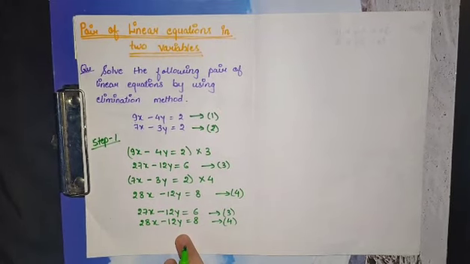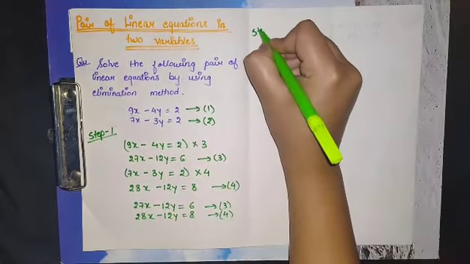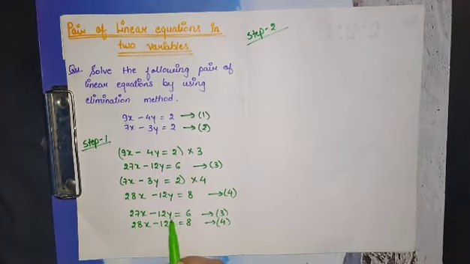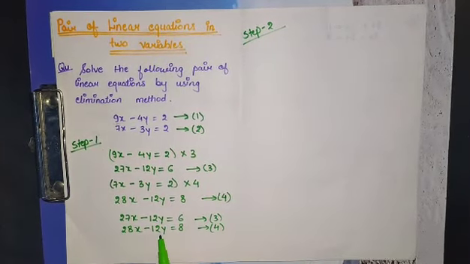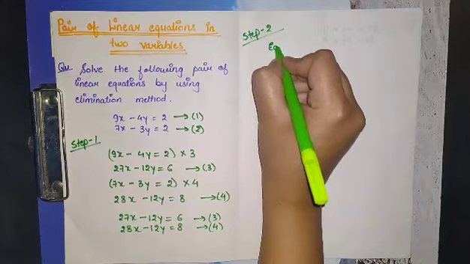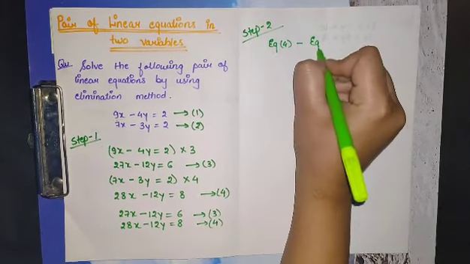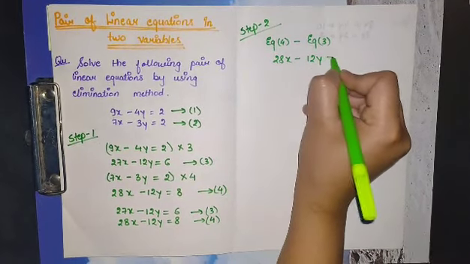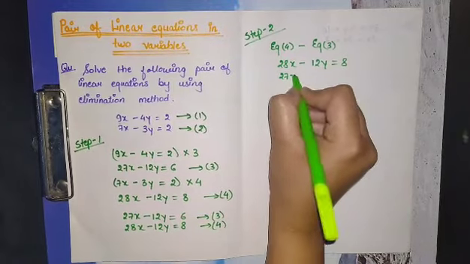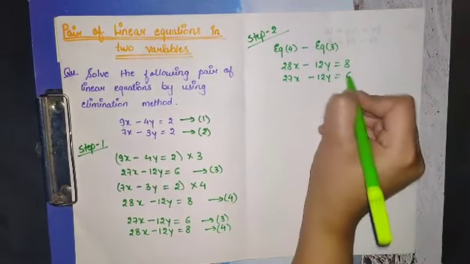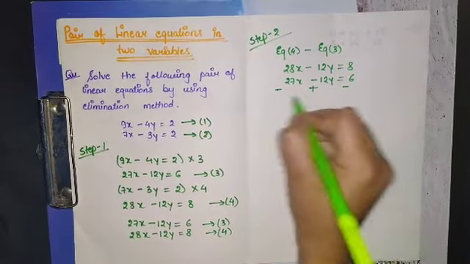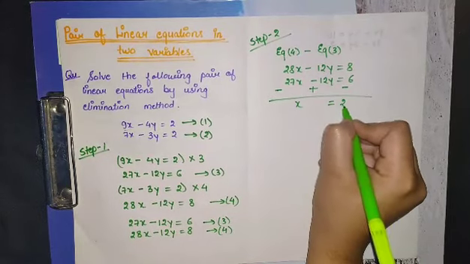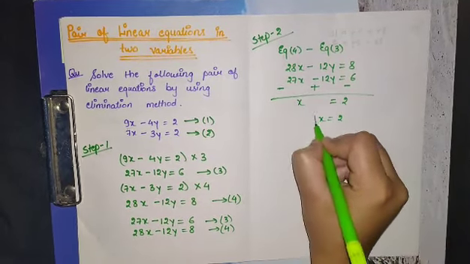We can also eliminate x. Step second. Now, here we have 12y in both the equations. So, we will subtract one equation from other. Equation fourth minus equation third. 28x minus 12y equal 8, 27x minus 12y equal 6. Now, x equal 2. So, the value of x here is 2.